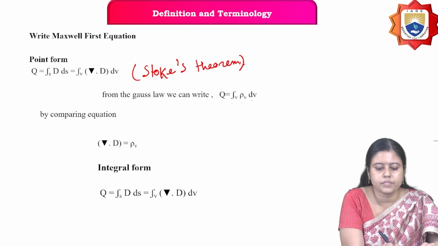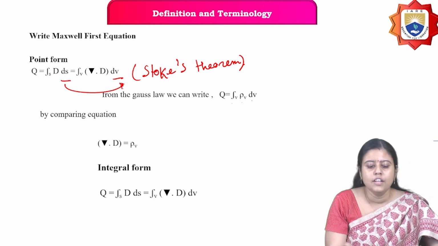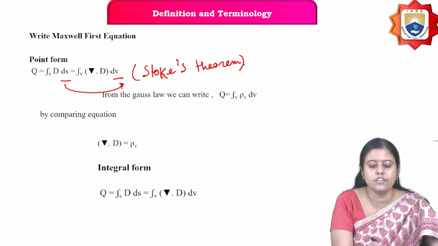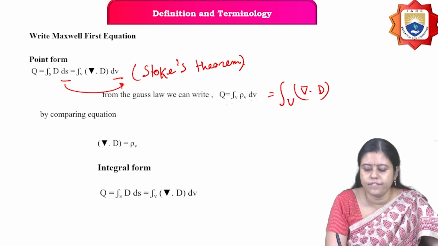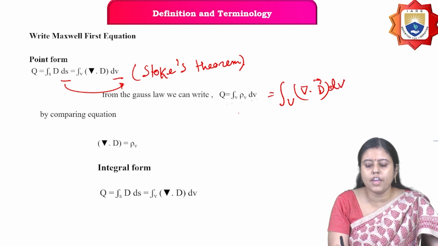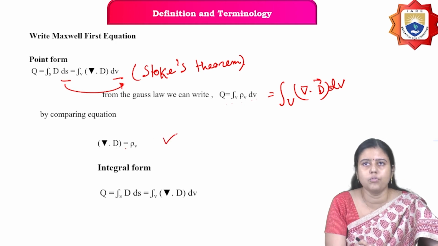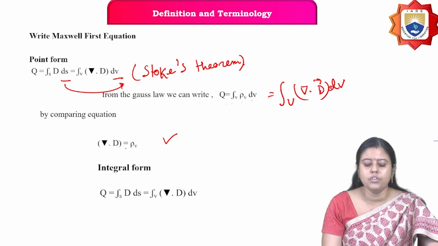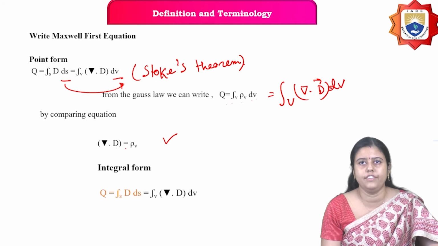Stokes theorem. So the surface integral has been changed into the volume integral. So we can get that ∫ρv dv is equal to ∫ grad·D dv, which is equal to ∫ (grad·D) dv. If we compare these two equations, we get grad·D is equal to ρv, and also in the integral form we get Q is equal to ∮D·dS, which is equal to ∫ grad·D dv.